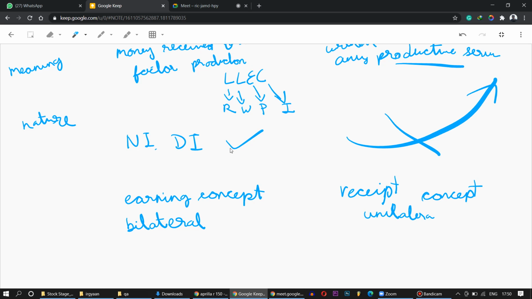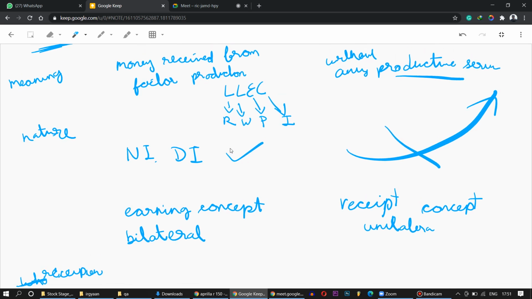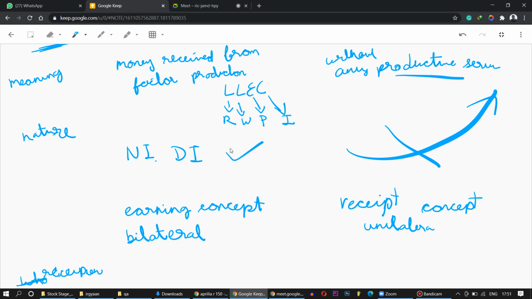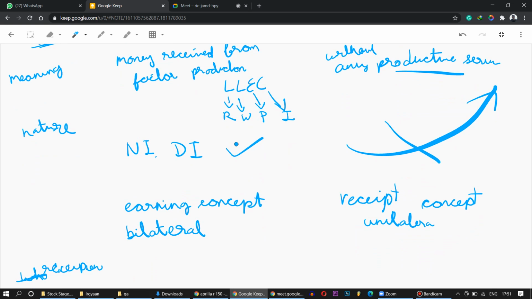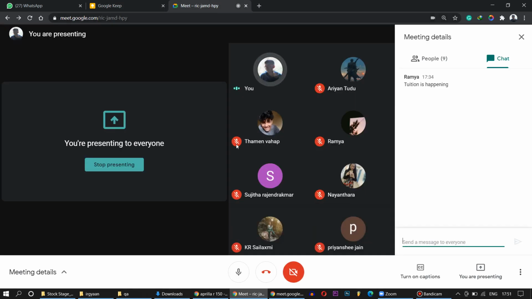And also one more difference could be who receives it, or we call that recipient. Recipient means who receives it. I already told it. Can someone unmute and tell me who receives money from this? Factor income? Who is the recipient of factor income? Who is the recipient of transfer income? Any guesses?